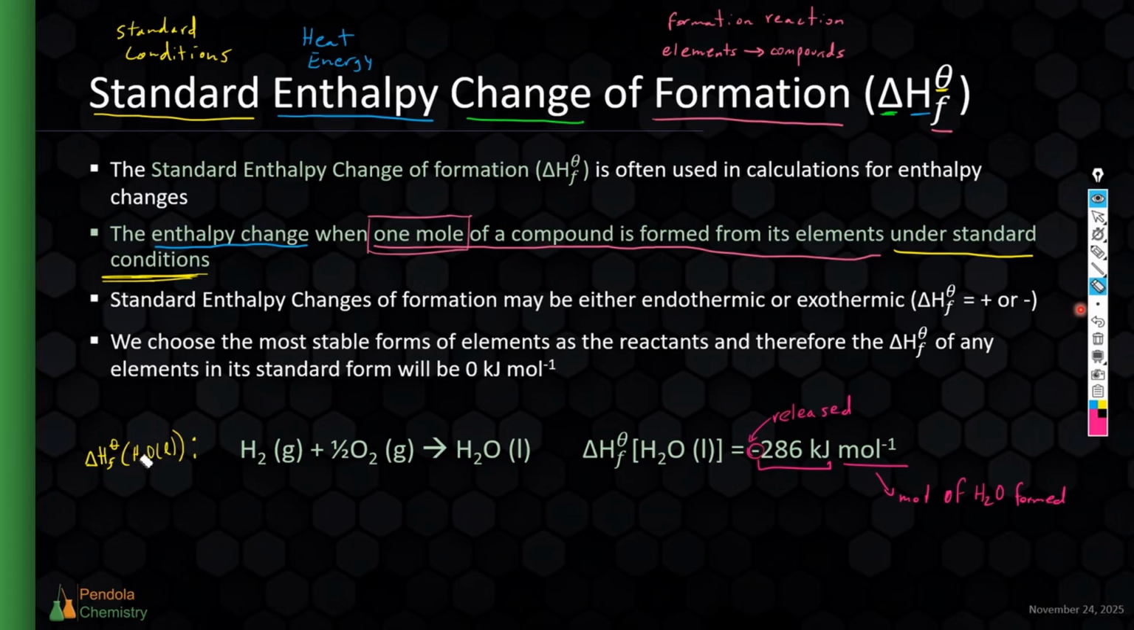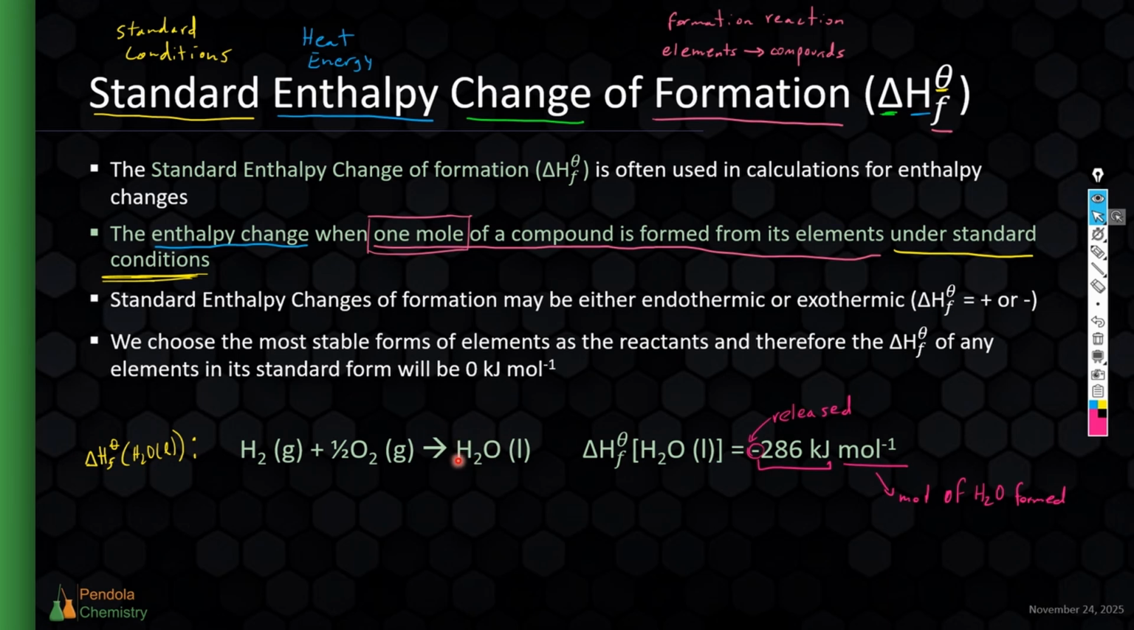So when we're creating these reactions, how do we do it? If I'm asked to make an equation for the standard enthalpy change of formation of liquid water, which is a very common question to be asked, I'm going to put 1 mole of the compound in the state that they're asking me for as a product. And then I'm going to look at what elements that compound is made of.